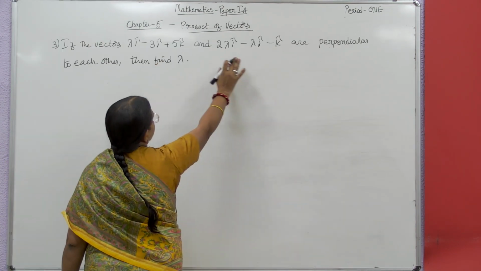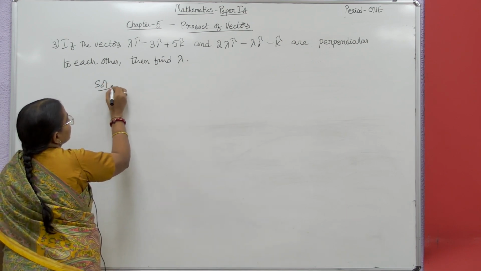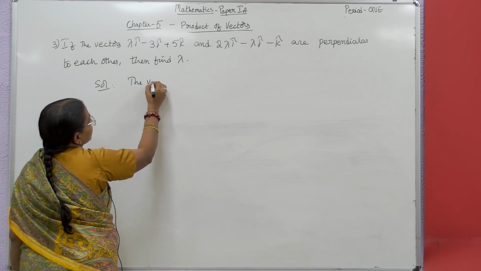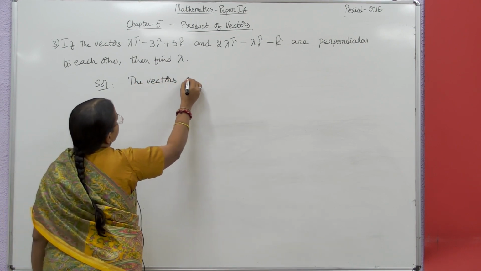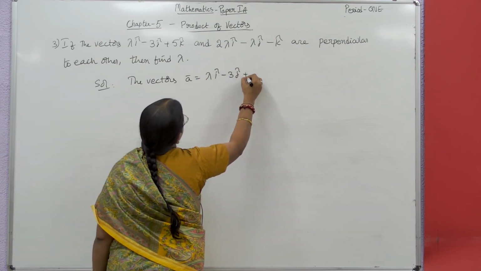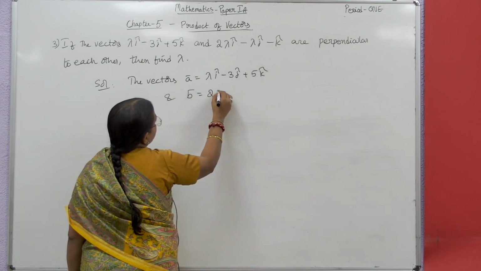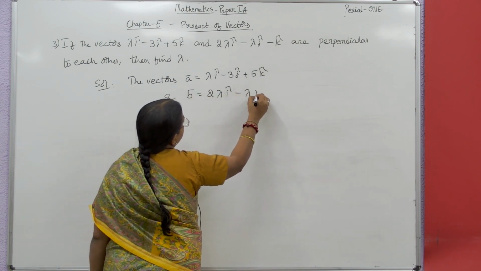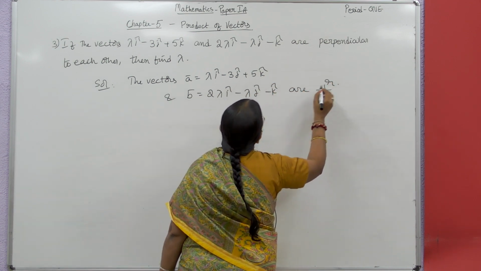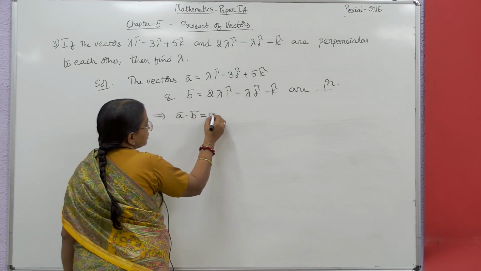Then these are the two vectors which are perpendicular to each other. You must find lambda. So we know these are non-zero vectors. So when they are perpendicular, these are the vectors. The vector A is equal to lambda I minus 3j plus 5k and B is equal to 2 lambda I minus lambda j minus k are perpendicular to each other. So we have the property as A dot B is equal to 0.